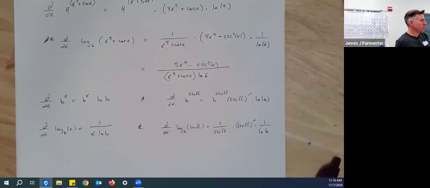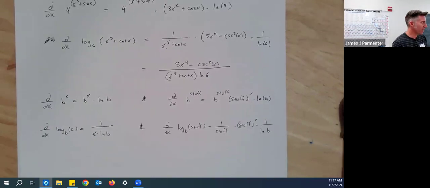Because you all know how to replace x with some stuff, and then at the end of the day, multiply by the derivative of the stuff. Exactly. Whenever you're replacing x with some stuff, you know you have to multiply by the derivative of that stuff.